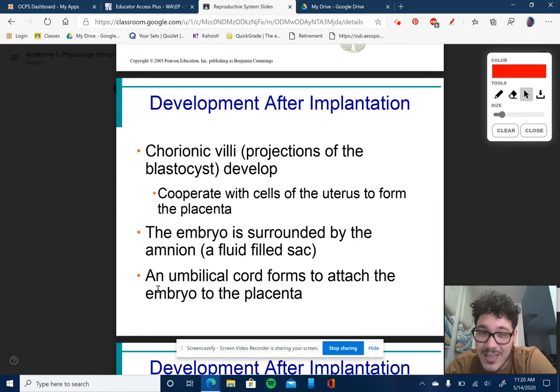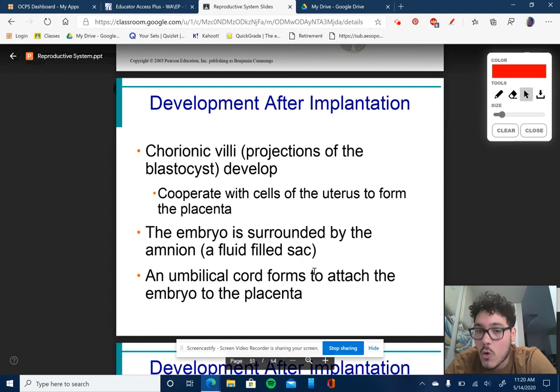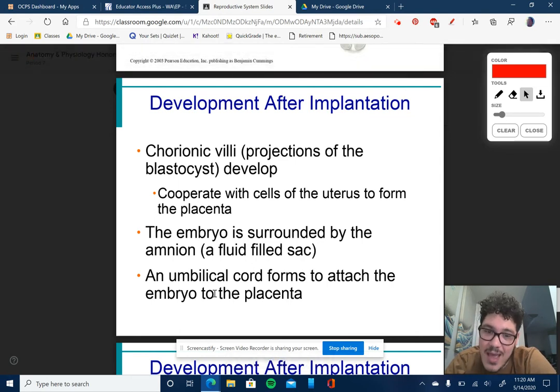So you can kind of see where a lot of this stuff is starting to connect. And then finally, an umbilical cord is going to form to attach the embryo to the placenta. The umbilical cord is eventually going to be the much more complex, put it that way, method of nourishing the embryo and nourishing the new life.